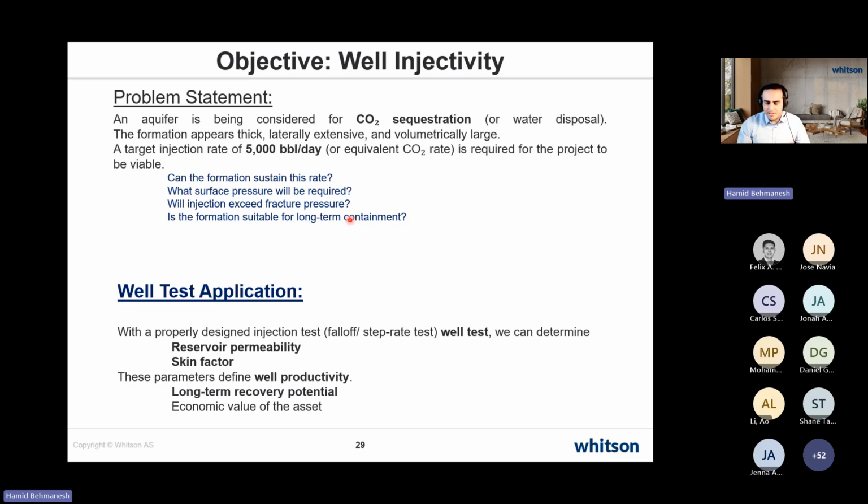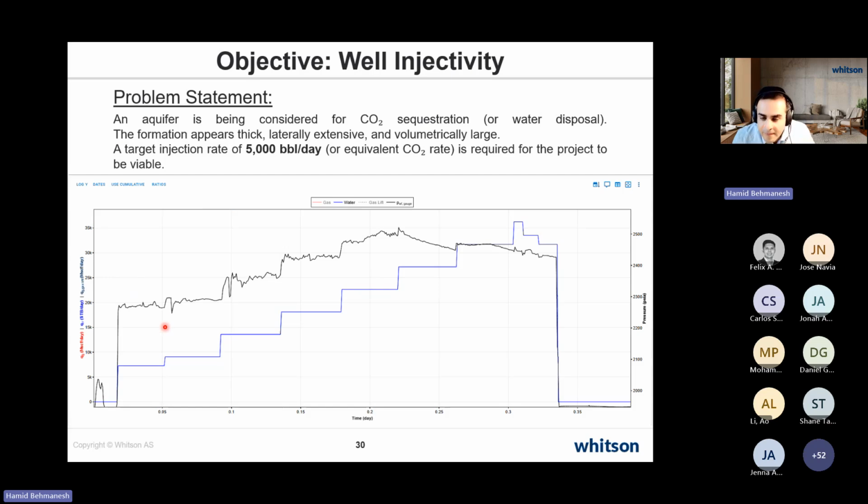This time, we're going to design a separate test to come up with the fracture pressure. We're going to design an injection fall-off test to come up with the reservoir permeability and the skin factor. Once those are determined, we're going to put them in the model and address all of these questions. We're going to go through this example as well. This is injection and fall-off. This is the injection rate for a disposal well in Calgary.